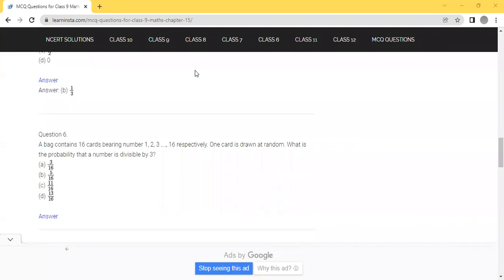Next question is, a bag contains 16 cards bearing numbers 1 to 16. One card is drawn at random. What is the probability that the number is divisible by 3? Ma'am, 5 by 16. Tell me the multiples of 3. 3, 6, 9, 12, 15. Okay, answer is 5 by 16.